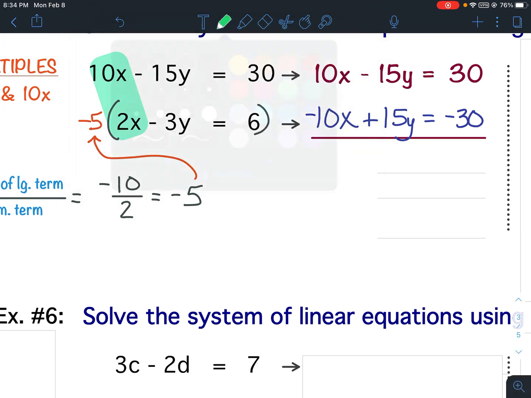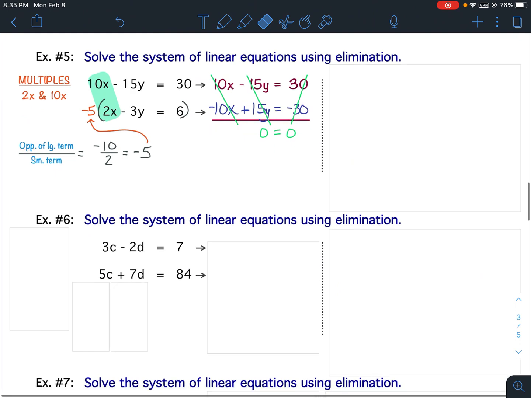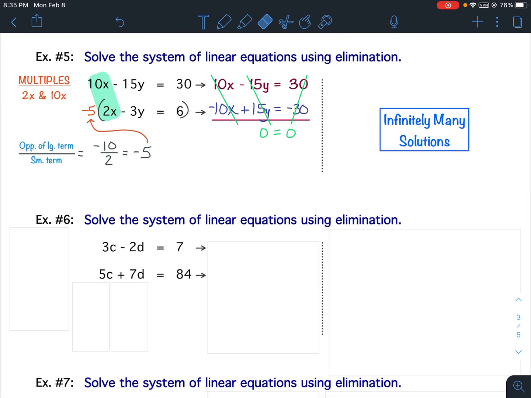All right. So when I look at this now, my x terms cancel, they eliminate, but so do my y terms. They also eliminate. So again, when both variable terms get eliminated, that is nothing left, so I put a 0. Let's look at the other side of the equations. 30 minus 30 would also eliminate, leaving nothing but 0 on the right side. So if you remember back when we did substitution, when you had 0 equals 0, what type of solution do we have? Infinitely many solutions.